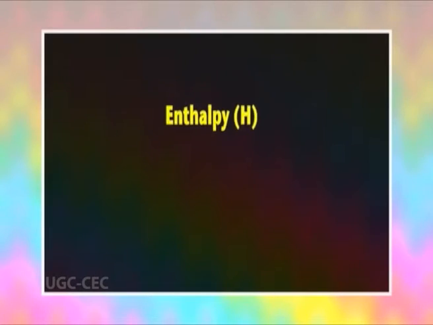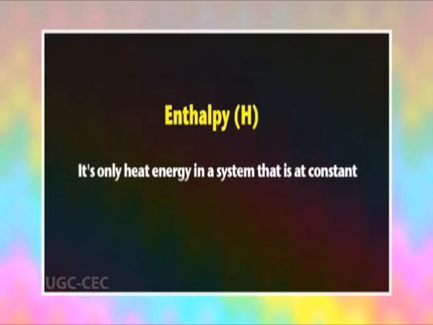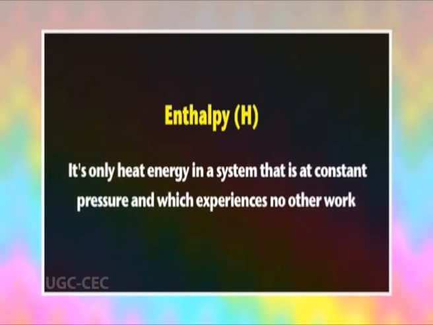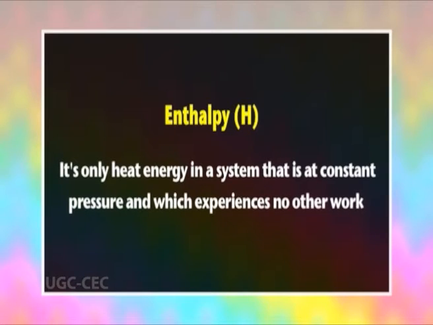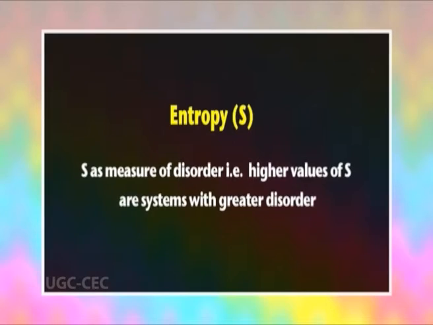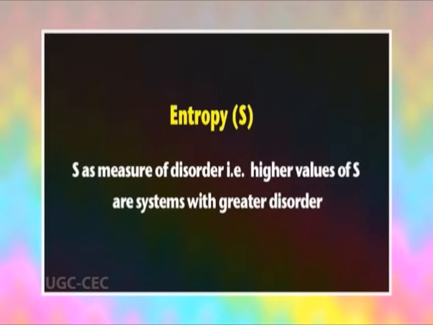Number second is the enthalpy, which is designated as capital H. Enthalpy is a state variable that is most easily thought of as heat energy, although strictly speaking it is only heat energy in a system that is at constant pressure and which experiences no other work other than constant pressure expansion. Number third is the entropy, which is designated as capital S. Entropy has many definitions, many of which are applicable under specific circumstances. We will think of S as a measure of disorder, that is, higher values of S are systems with greater disorder.